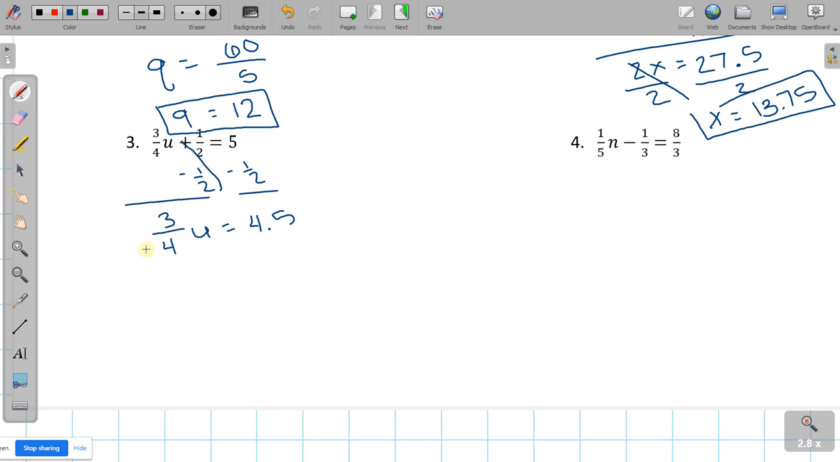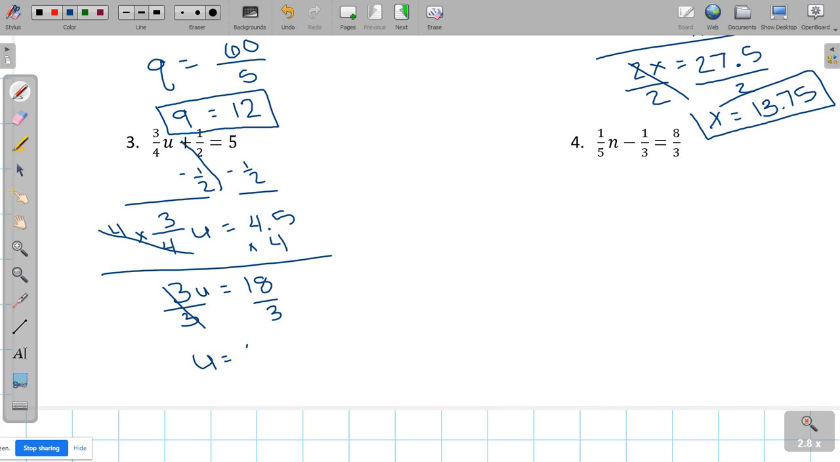So first we're going to get rid of this divide 4. So we're going to multiply by 4 to both sides. Cancels out, leaves you 3u equaling 4.5 times 4 gives us 18. Divide both sides by 3, and you get u to equal 6.